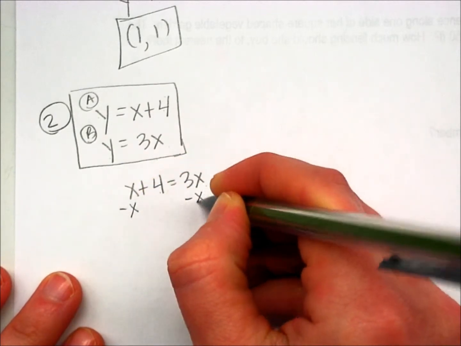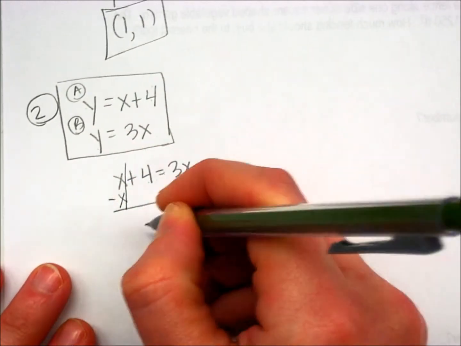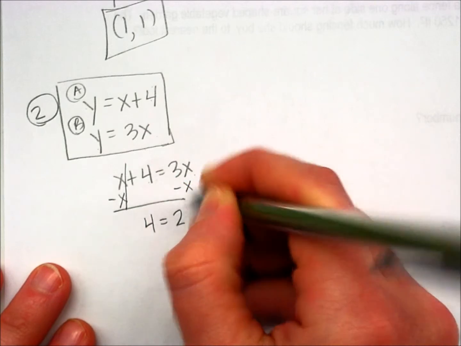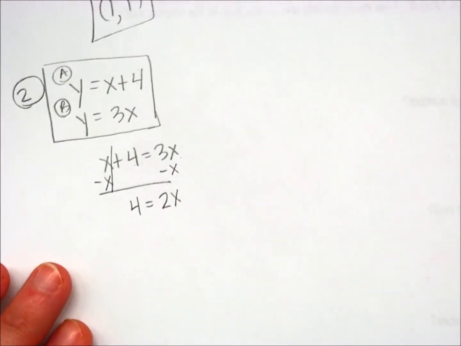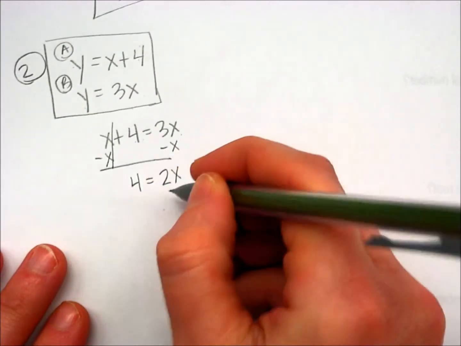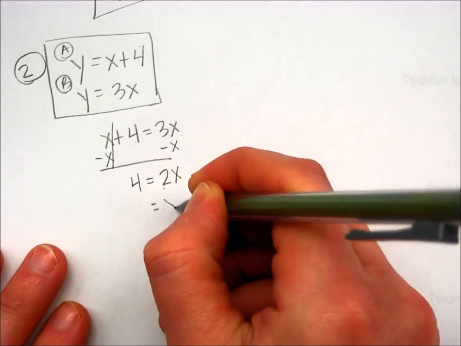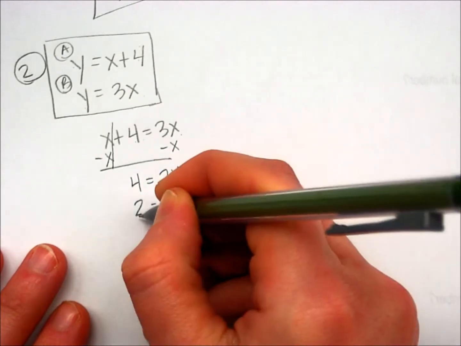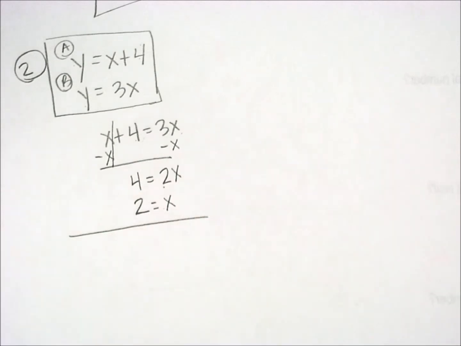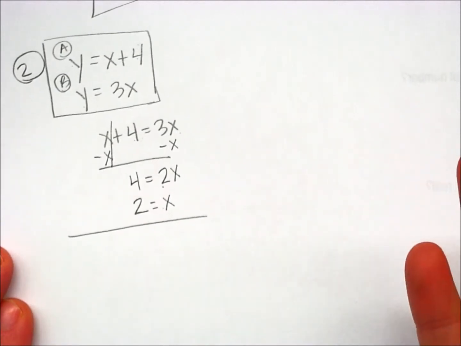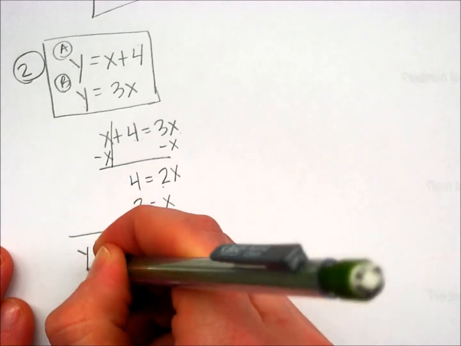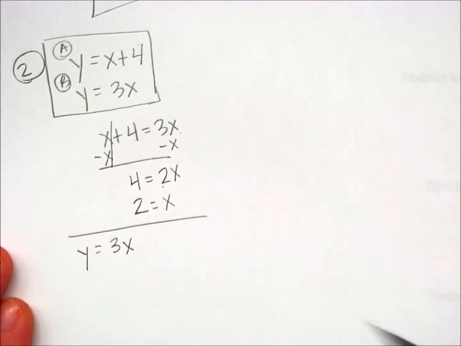So I can subtract x on both sides. So 4 is equal to 2x. Solve for x by dividing both sides by 2. So x is 2. Now that I know x is 2, I can substitute that into either equation A or B to give me what y is. I say go for equation B, but it doesn't matter. You can go for equation A if you so choose.